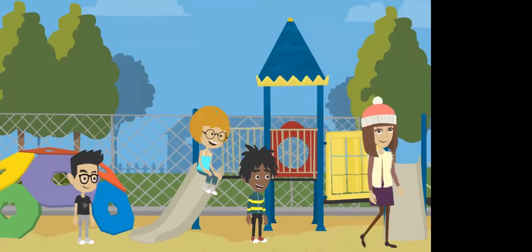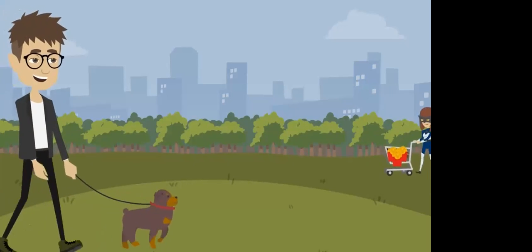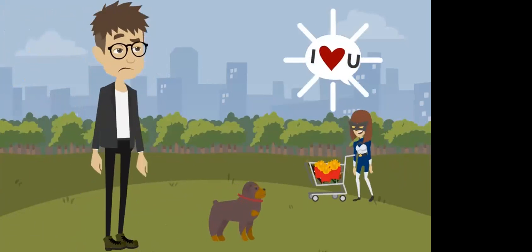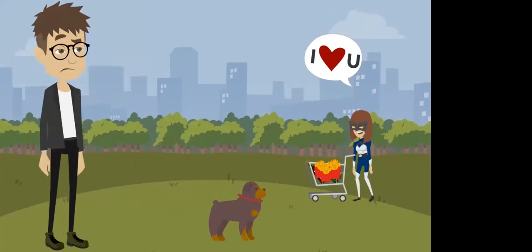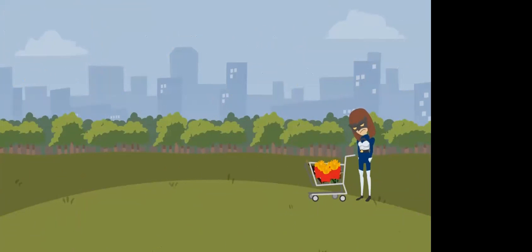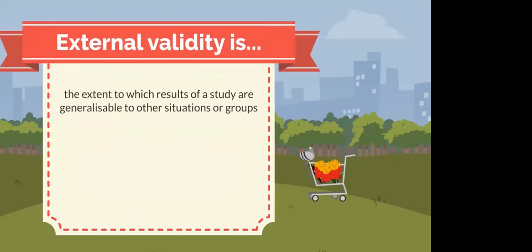So the lady waits on the park bench at the same time the next day, and sure enough, her love interest walks by again. She summons the wisdom of her survey group and approaches the man. It turns out the results of her survey weren't generalisable to her situation of interest. And this is what external validity is about. It is the extent to which the results of a study are generalisable to other situations or groups.